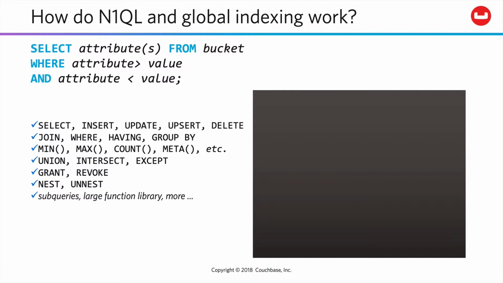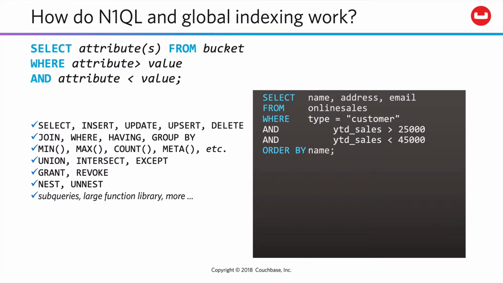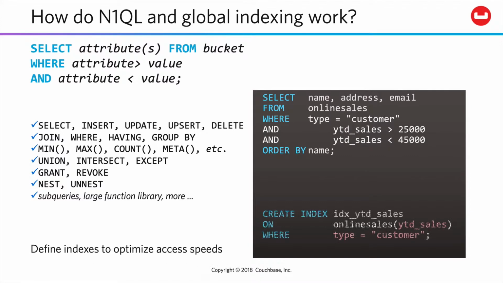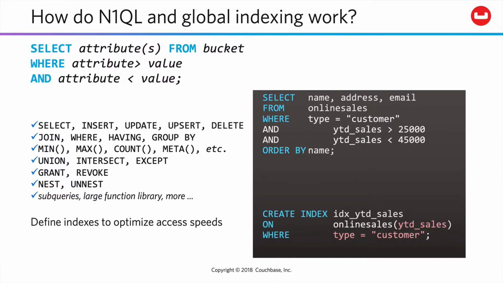You have all the filtering power you expect from SQL, along with aggregations, functions, subqueries, and more, as well as new behaviors specific to JSON, such as nesting and unnesting multidimensional fields within documents, as well as indexing and querying hierarchically nested fields. A query might look like this. Give me 3 specific fields from my customer documents, where year-to-date sales are filtered within a range, then order the results by name.